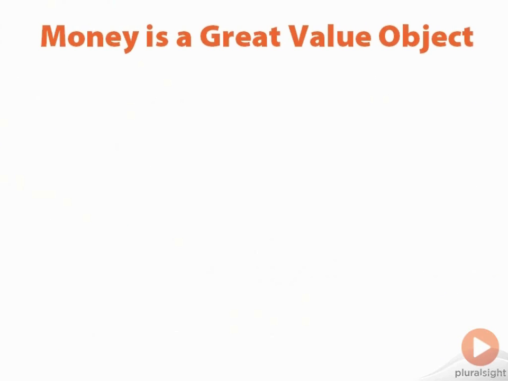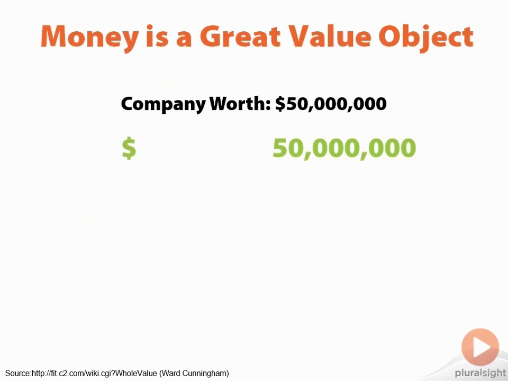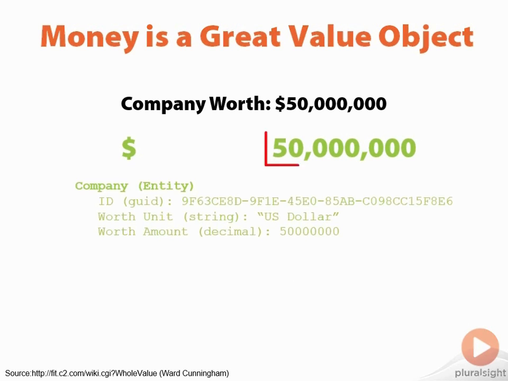I've heard many developers say that monetary values in financial systems are perfect candidates for value objects in their system. And Ward Cunningham provides us with a really helpful example, a company's worth. If a company is worth $50 million, that means something, $50 million. It's a very specific measurement. 50 million on its own is not a measurement. It has no meaning without the unit, which in this case is dollars.